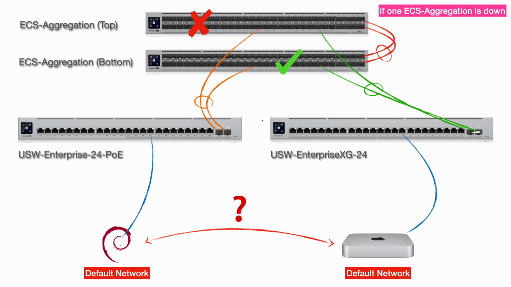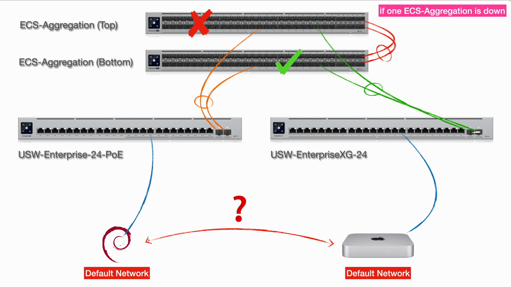In the last part of the video, let me show you two more tests. First, I have two client machines. They are in the same VLAN. They are directly connected to different UniFi switches, and these two switches are both link aggregated to the ECS aggregation switches. What I'm going to test is, if one of the ECS aggregation switches goes down, whether the ongoing communication between the two client machines will be impacted or not.